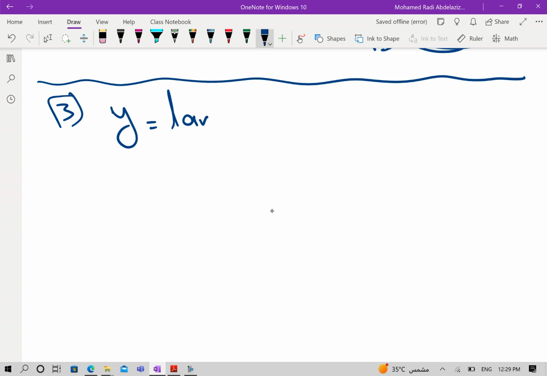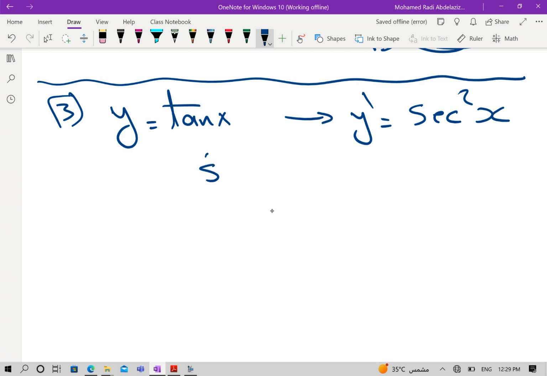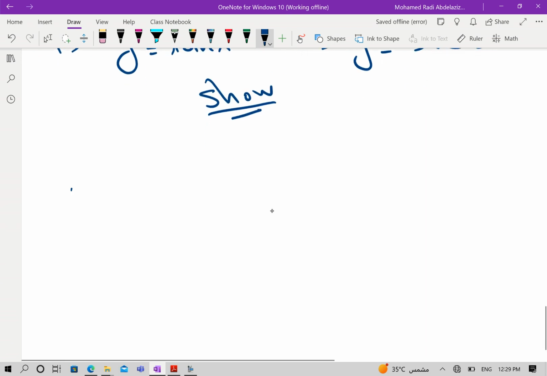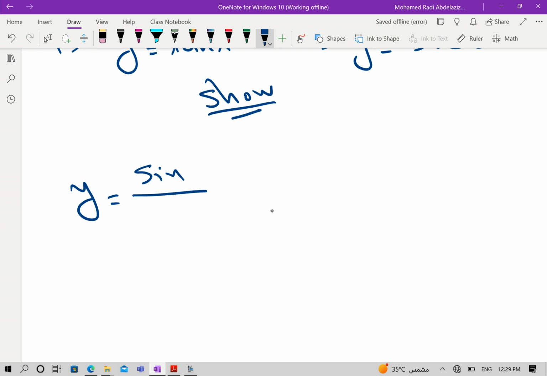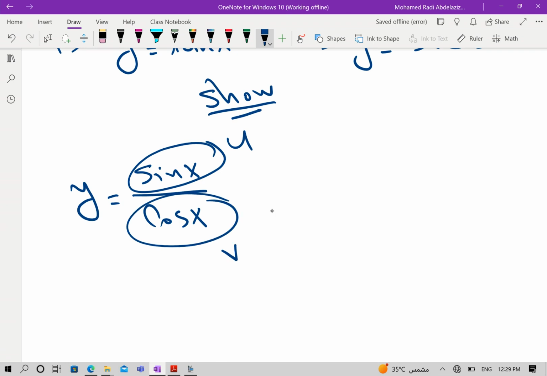Differentiation of tan. Differentiation of tan is sec squared x, but I will show you how. First, from trigonometry, tan you can write as sine over cosine. So u over v: u dash times v minus v dash times u, divided by v squared.